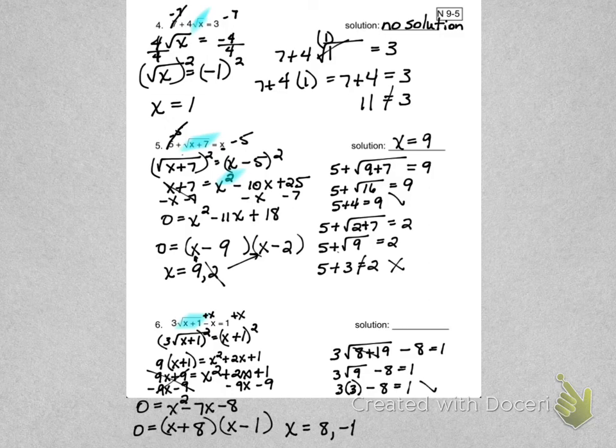Let's look at our next one. Okay, 3 times the square root of -1 plus 1 minus -1 equals 1. Well, -1 plus 1 is 0. 3 times 0, that's 0, plus 1 equals 1. That one also checks. So we have two good answers on this one. X is equal to 8 and -1.